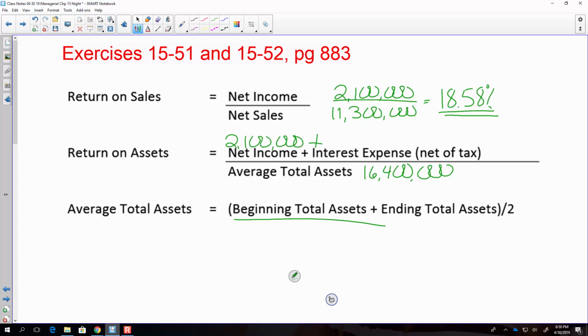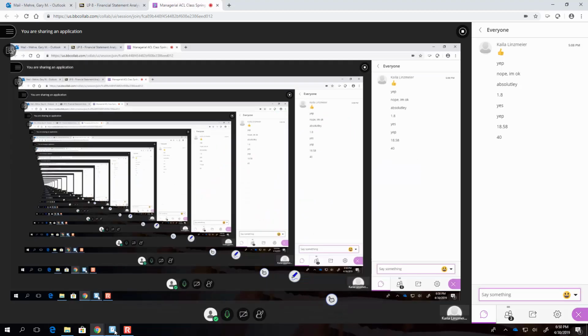Plus interest expense, which is 1 million, times 1 minus the tax rate. What's my tax rate here, guys? Kayla's got it. What do you got? 40. How did you get it, Kayla?